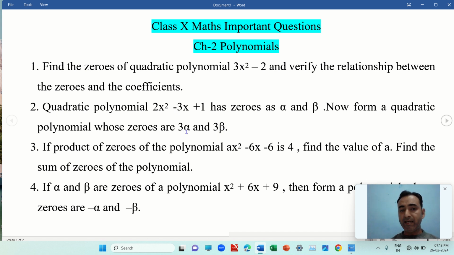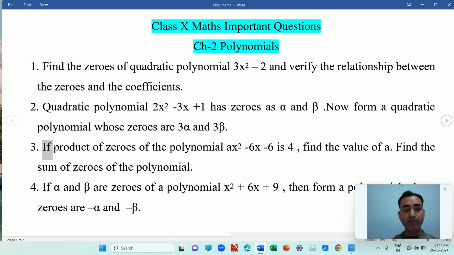After getting the 3 alpha and 3 beta values, you will find the new quadratic polynomial using the formula p(x) equal to k bracket x square minus (alpha plus beta) in bracket multiply x plus alpha into beta. By putting the values of 3 alpha and 3 beta as the sum of zeros and product of zeros, you will get the new quadratic polynomial.